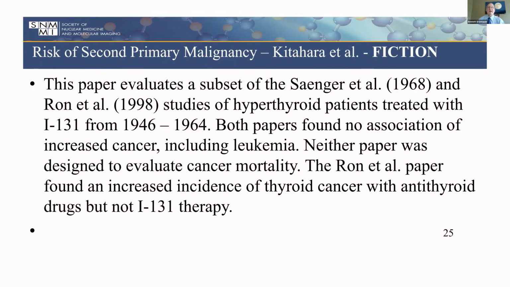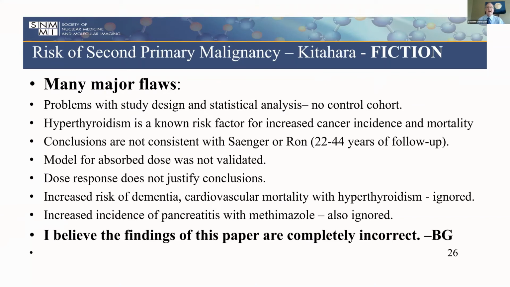This paper evaluates a subset of the Sanger paper and subsequent Ron paper, patients treated with I-131 from 1946 to 1964, as I said earlier. Both papers found no association of increased cancer, including leukemia. Neither paper was designed to evaluate cancer mortality. However, the Ron paper did find an increased incidence of thyroid cancer in patients treated with anti-thyroid drugs, but not I-131 therapy. There are many flaws in the Kitahara paper, problems with study design and statistical analysis.